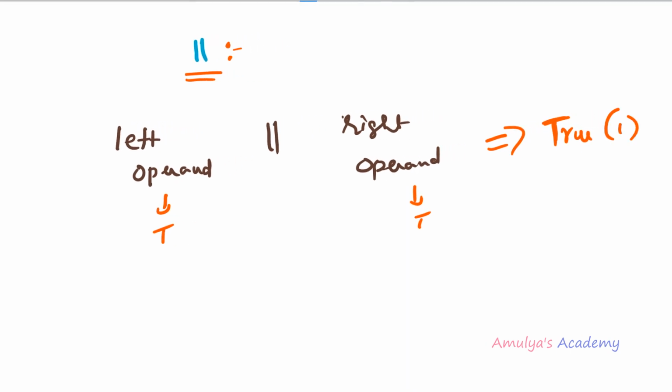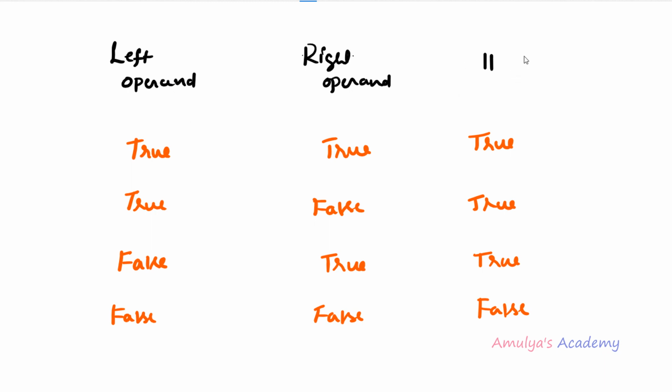True is nothing but 1 and false is nothing but 0. So the logical OR operator can be false only when both the operands are false. I will show you the table for that. Here we have left operand, right operand and the logical OR operator. If both the operands are true, then the output is true. If any one of the operands is true like this, then the output is true. If both the operands are false, then the output is false. It is the opposite of logical AND. In the logical OR, if any one of the conditions or both the conditions are true, then the output is true.